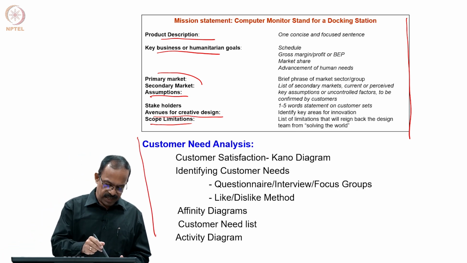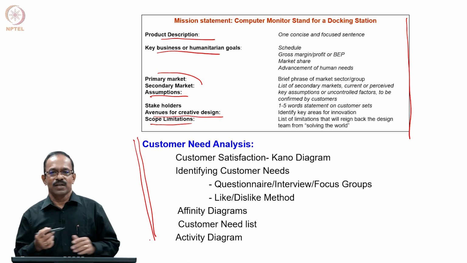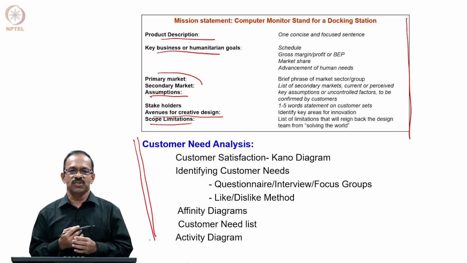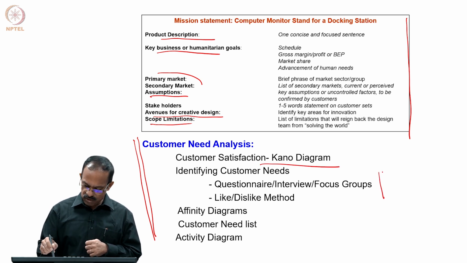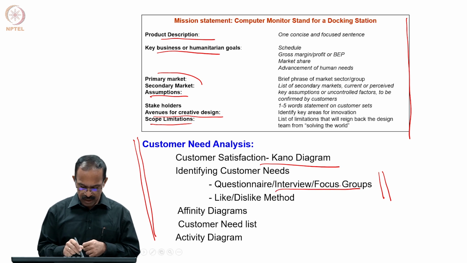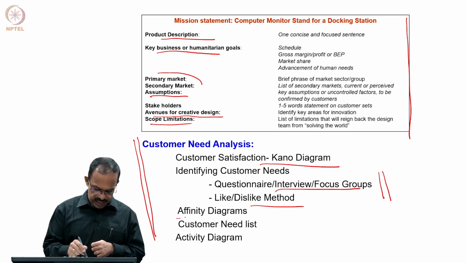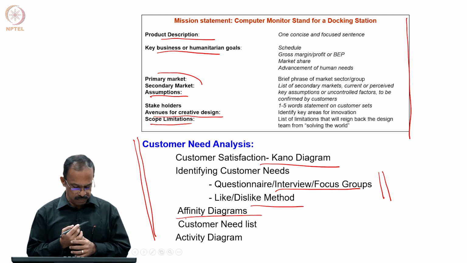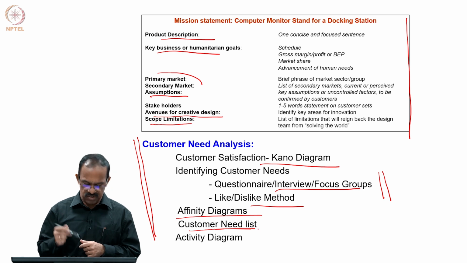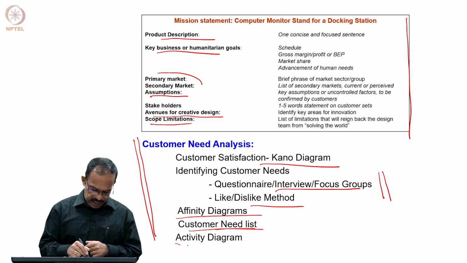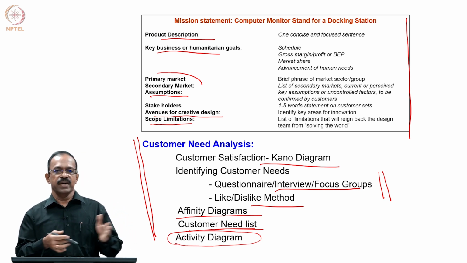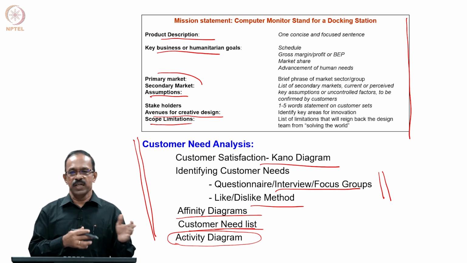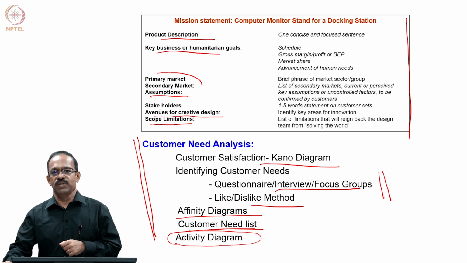The next stage was the customer need analysis, which identifies all the needs of the customer before we talk about the design of a product. We talked about the Kano diagram, and the methods by which you can identify the needs: questionnaire, like-dislike methods. Then we talked about affinity diagrams and how we sort out these customer needs, and based on that how we get the customer needs list. And the activity diagram was used to identify the latent needs of products, which the customers will not be able to tell directly. The design team has to identify the latent needs by various methods. One of the methods was the activity diagram.